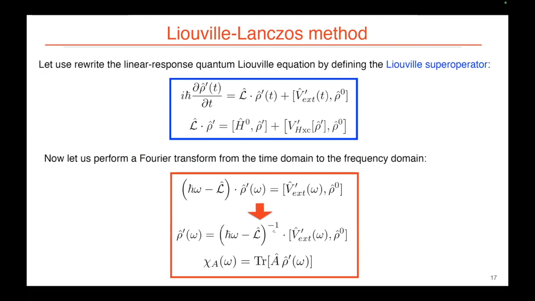But once we know rho prime, we can compute the susceptibility chi as the trace of the one-body operator A and rho prime.